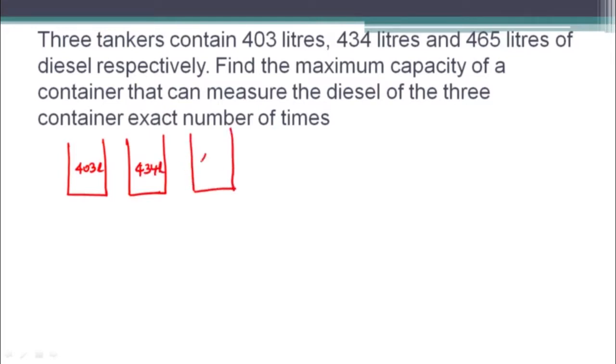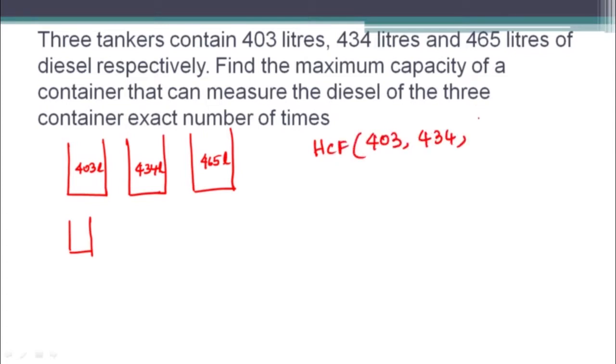And the third one has 465 liters. Find the maximum capacity of a container that can measure the diesel of the three containers an exact number of times. So I have to find out a container which can measure the capacity of these three containers an exact number of times. What is it that I have to find out? I have to find out the highest common factor of these three numbers.